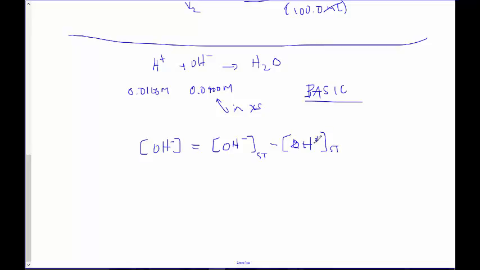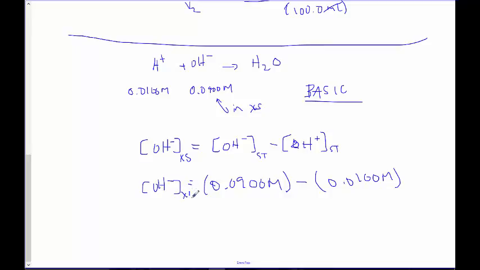So I can go ahead now and I can plug my values in. So at the start I've got 0.0900 moles per liter of my OH minus, and if I subtract the H plus concentration, 0.0100 moles per liter, then I'm left with the excess concentration of OH minus. Okay, and the difference here is going to work out to be equal to 0.08.